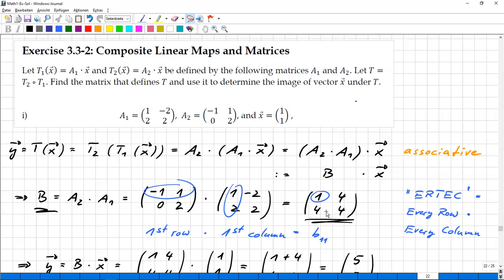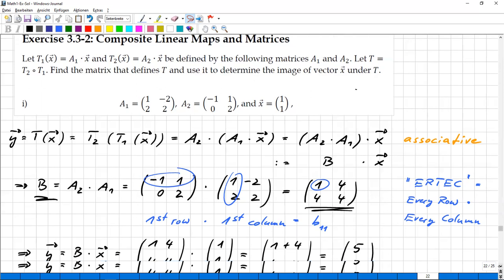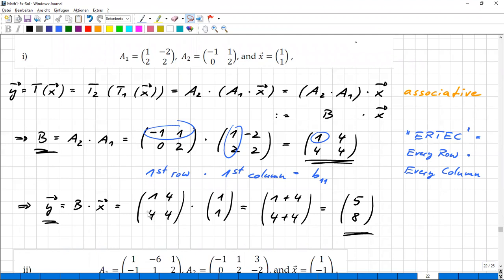That's the combination matrix B, which will allow us to transform the pre-image vector X immediately to its image vector Y. Okay, so that's what we do. We now use this matrix B, applying it to our pre-image vector. Now, first row, first column, 1 plus 4 equals 5 here, and 4 times 1 plus 4 times 1 equals 8, and that's it. The image vector is (5, 8).